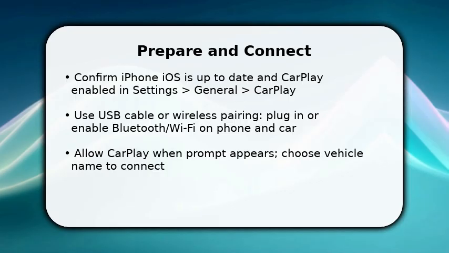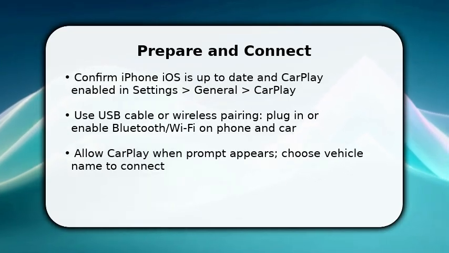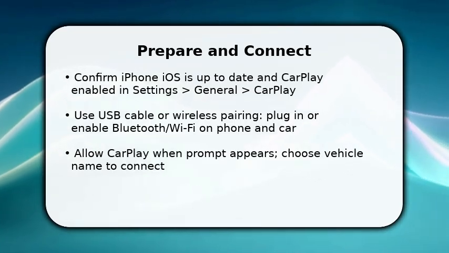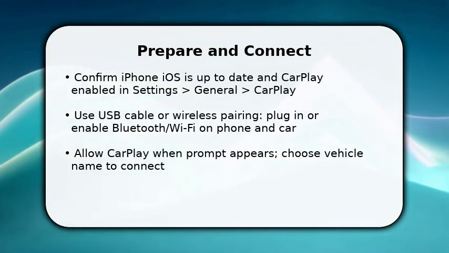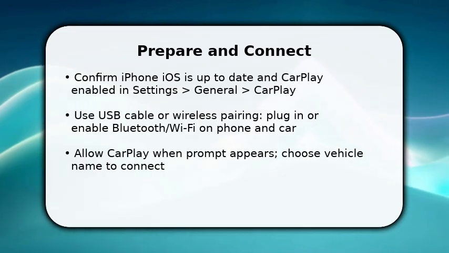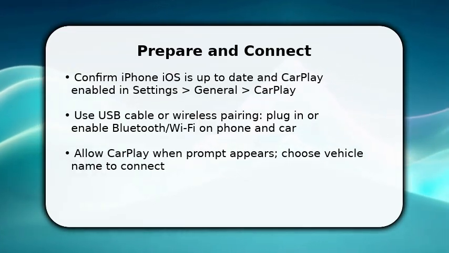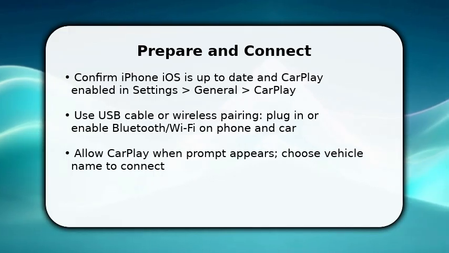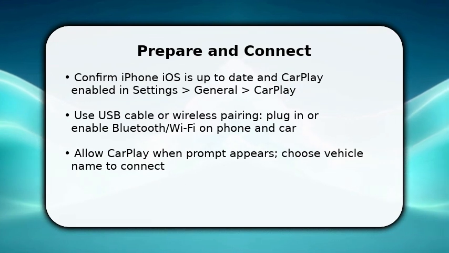Once connected, open the Maps or preferred navigation app on the CarPlay home screen. This mirrors only the app interface, not your whole phone. Make sure location services are enabled on your phone so routing and traffic data are accurate. After this step, you're ready to enter a destination and start guidance.